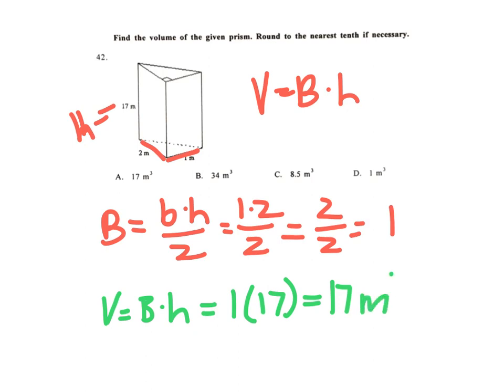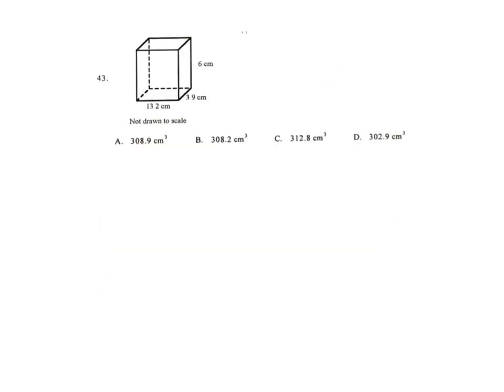Remember, volume has units cubed. So it's going to be meters cubed, and your answer should be A. The second one, still prism, so we're going to use the same formula for volume. V equals big B times H. This time your base is this little square down here. To find the area of a square, you just do base times height.